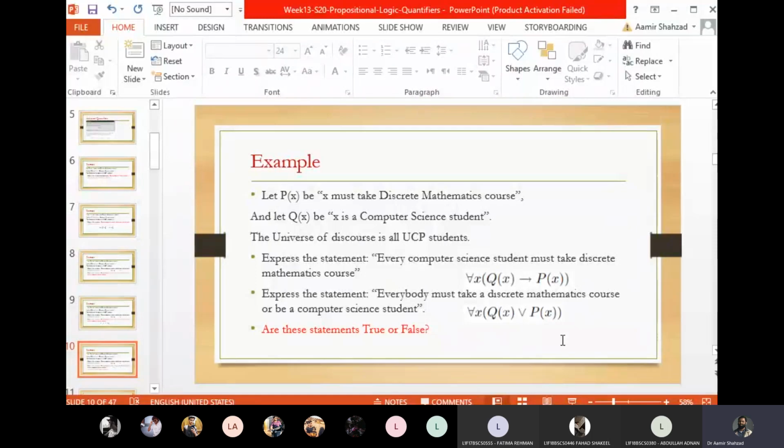specializations, other majors. Some student may be from the law department or from the pharmacy department, so he must not have taken the discrete math course, or he must not be a computer science student. So this statement is not true for all students. Okay, everybody must take the discrete math course or he must be a computer science student. So this statement is false.